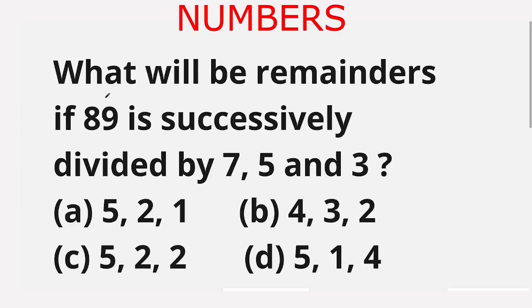Our question is, what will be remainders if 89 is successively divided by 7, 5 and 3? The given options are option A, 5, 2, 1, option B, 4, 3, 2, option C, 5, 2, 2, option D, 5, 1, 4.